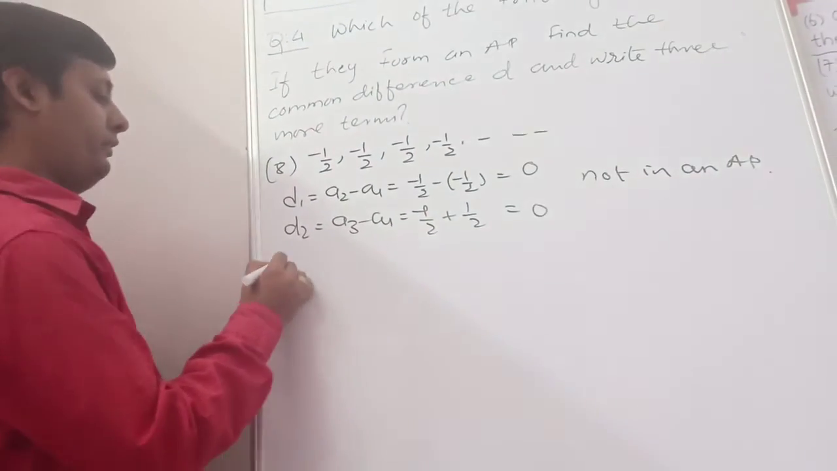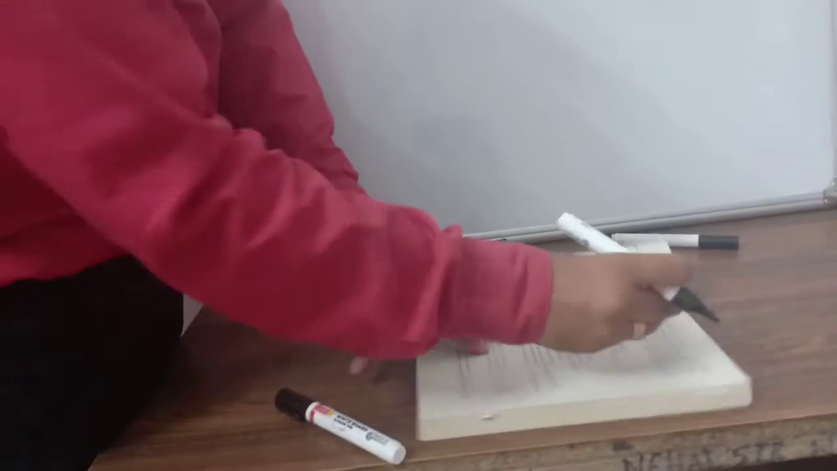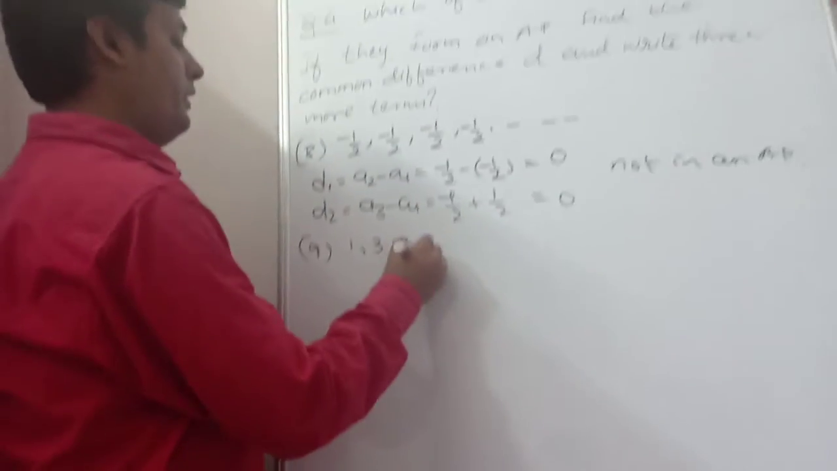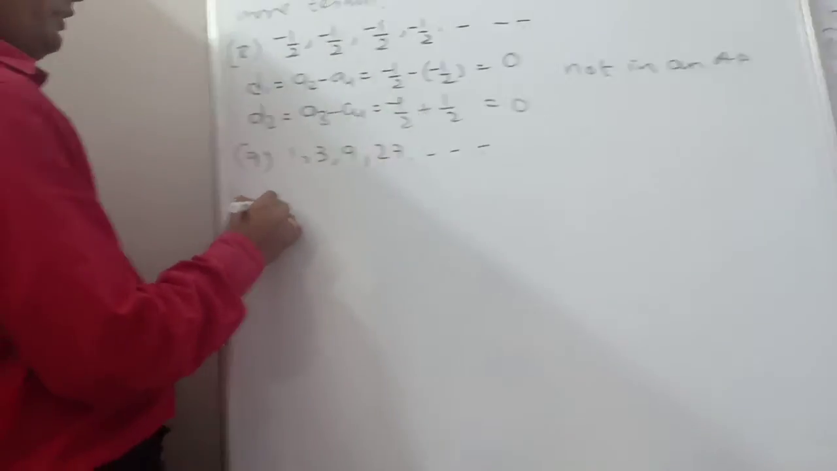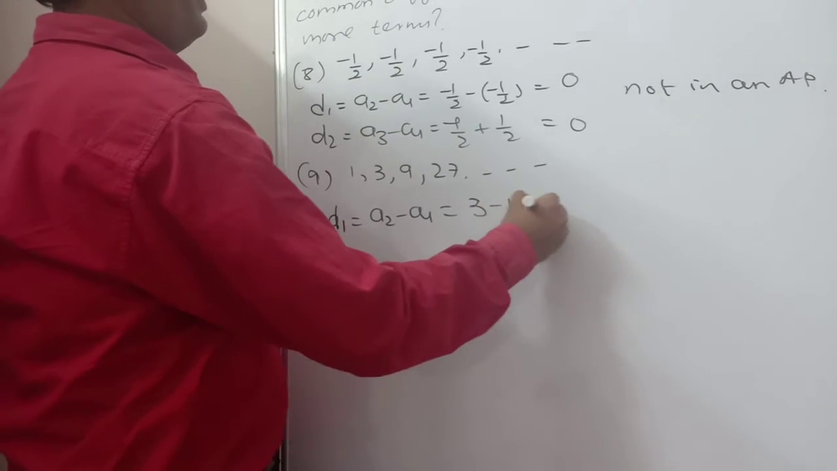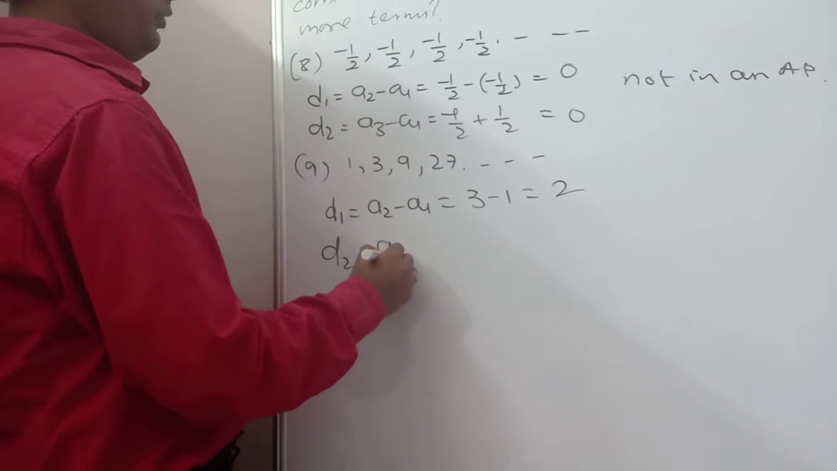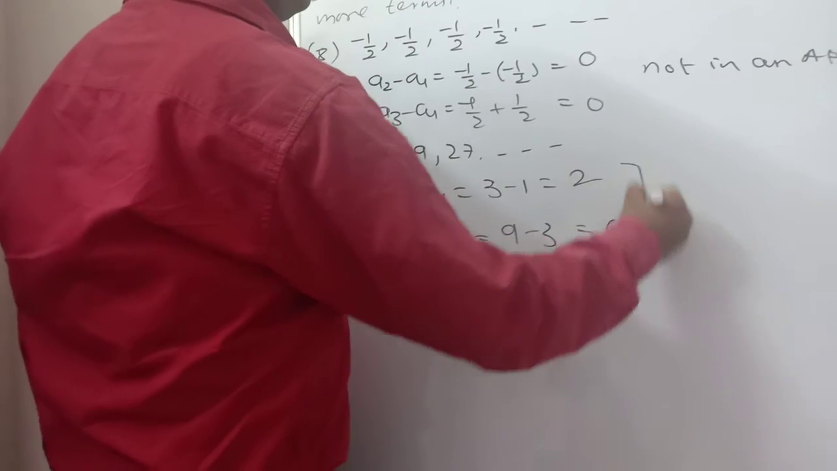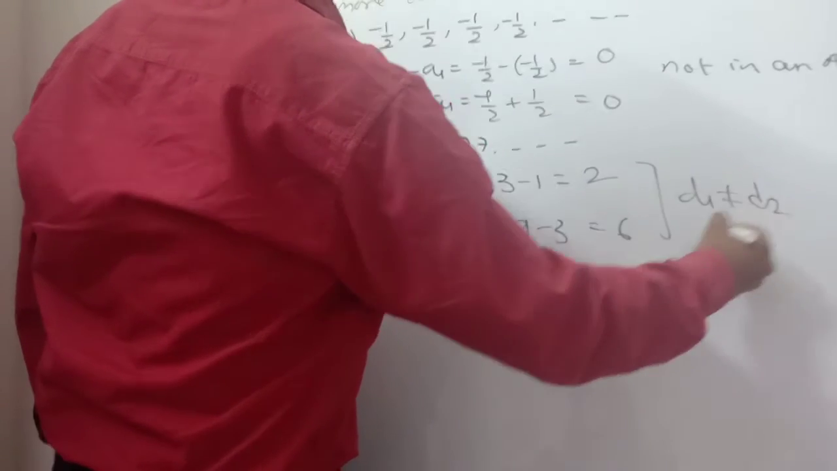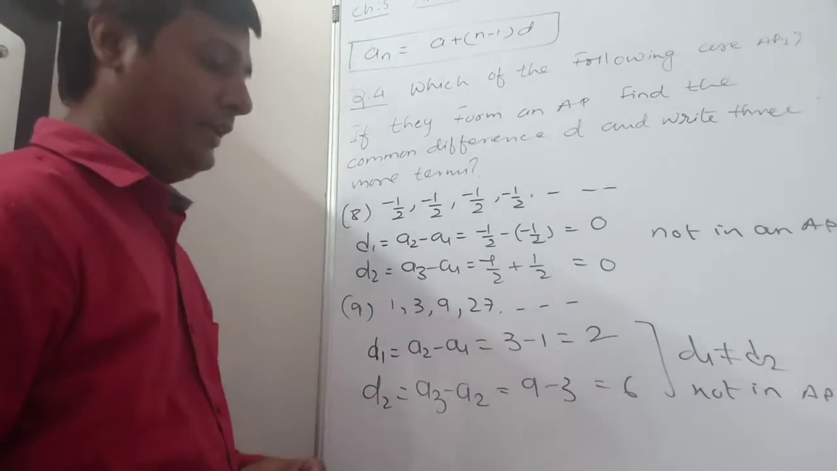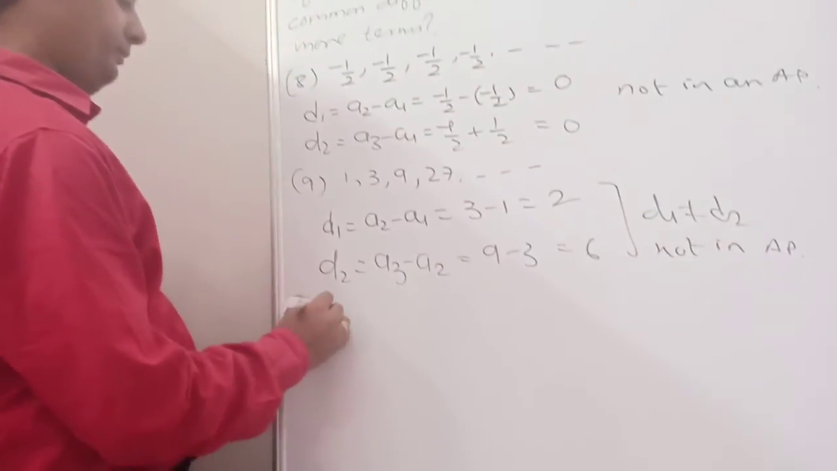Now the ninth one. Question 9: 1, 3, 9, 27. Again, D1 is equal to A2 minus A1, 3 minus 1 is equal to 2. Second, D2 is equal to A3 minus A2, so 9 minus 3, we get 6. So simply here D1 does not equal D2, so it is not in AP. Clear?